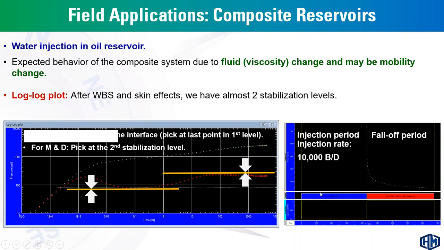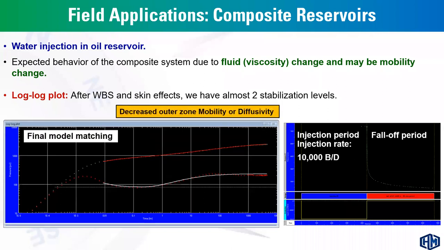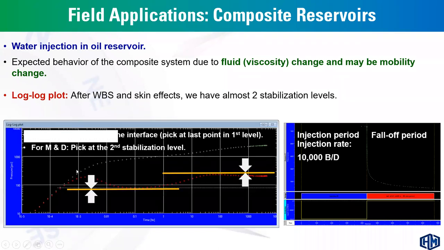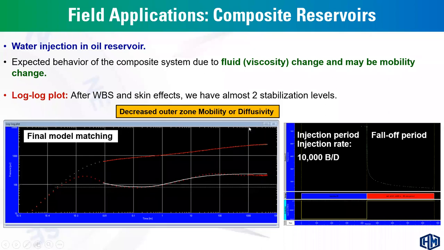So in this period we have an injection period at an injection rate of 10,000 barrels per day, followed by this falloff period for well testing. In the interpretation of this falloff period, as you can see, at first we have this radial composite system, and this is the inner zone. We have high mobility or low stabilization levels. But in the outer zone, we have a reduction in the mobility, which is the second stabilization level, which means we have reduced outer zone mobility or storativity due to the effect of water injection away from the injection well.